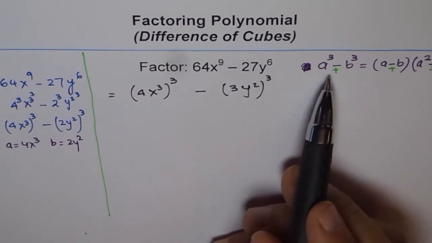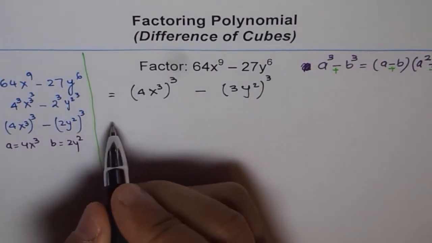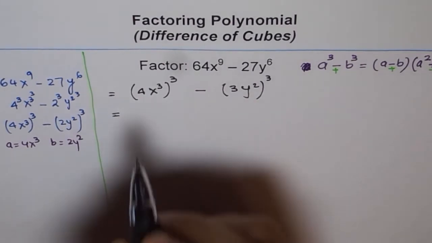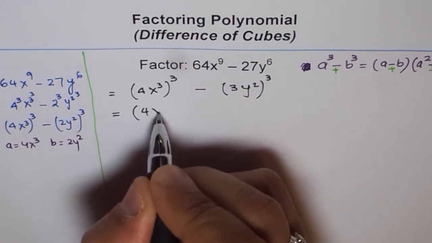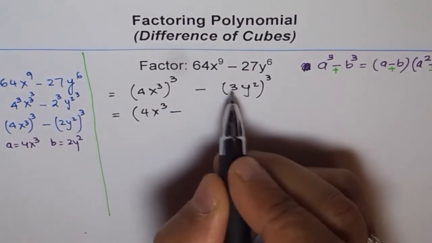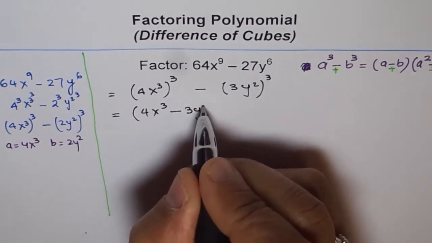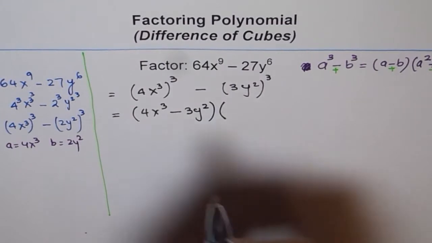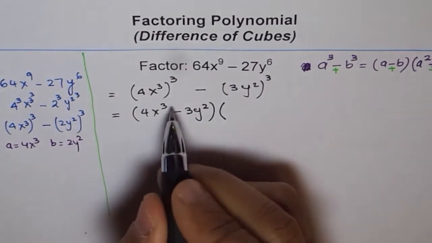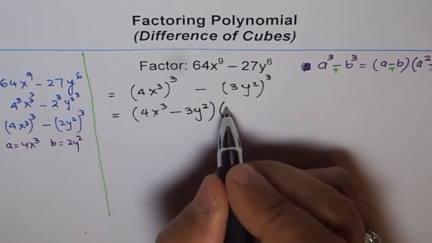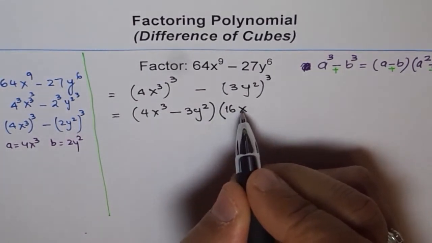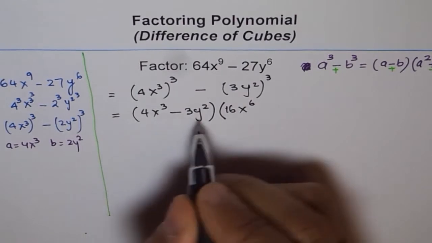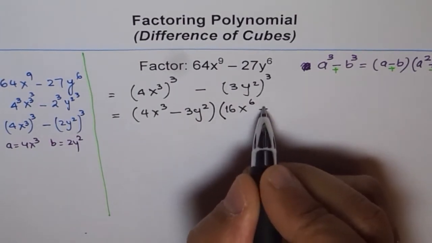Now I can use the formula a cube minus b cube equals a minus b times. So what is a for me? A is 4x cube. So a minus b is 4x cube minus 3y square, times a square. Now what is the square of this? 4 square is 16, x cube square is x to the power of 6. Now when this is negative, this is positive.